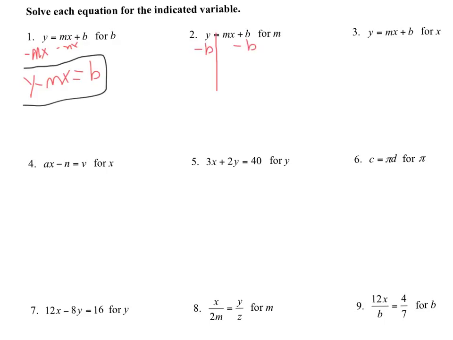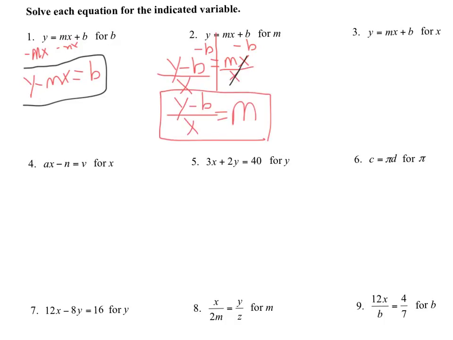Okay, on this one I have the m is the variable I want to get by itself, so I do have an x and I have a b. And remember, we always do order of operations backwards, so I'm going to minus the b from each side, and it's going to look like this. My next move is I'm going to try and get that m by itself, so I'm going to move the x by dividing it. And here you go, that's what I did.